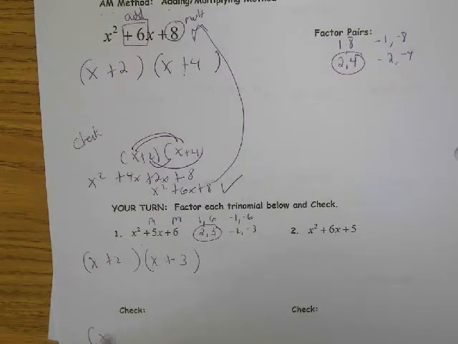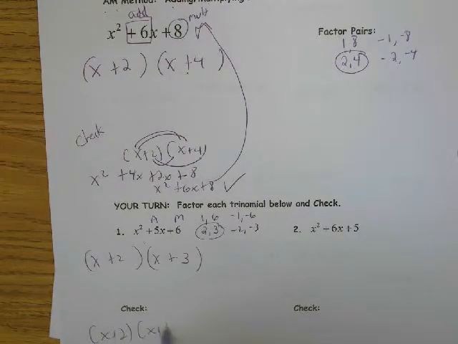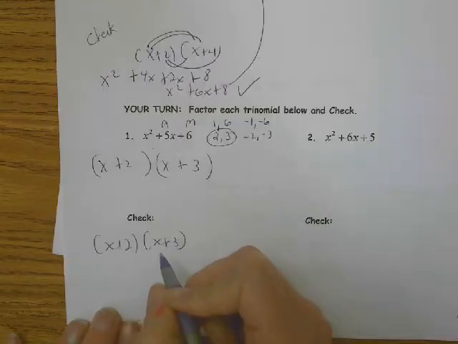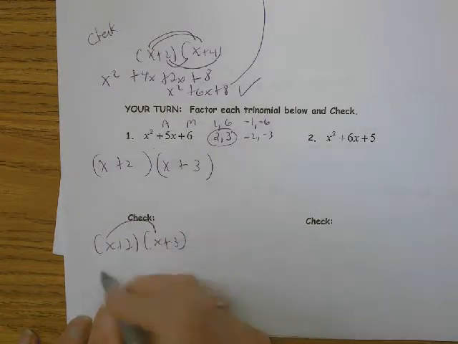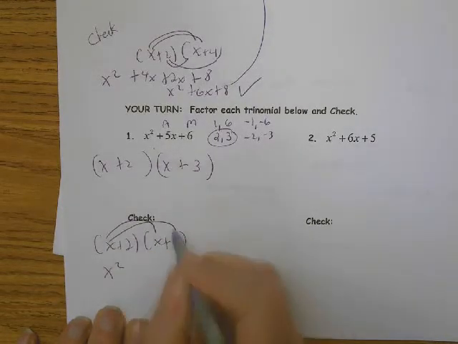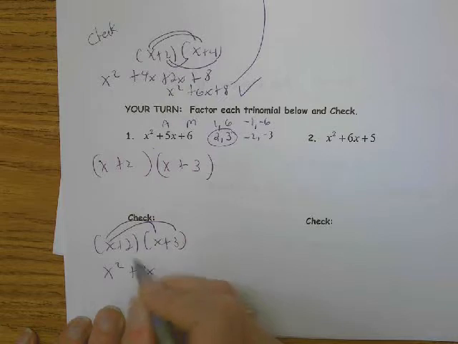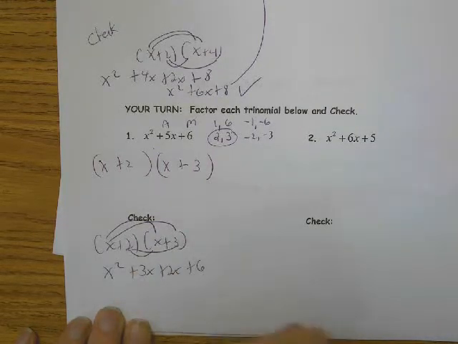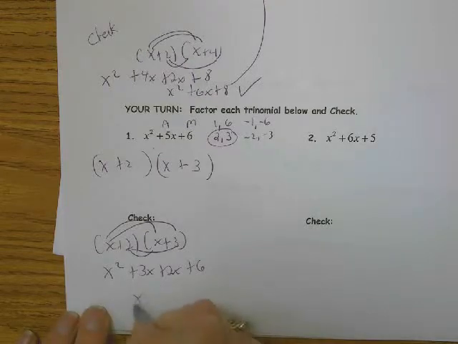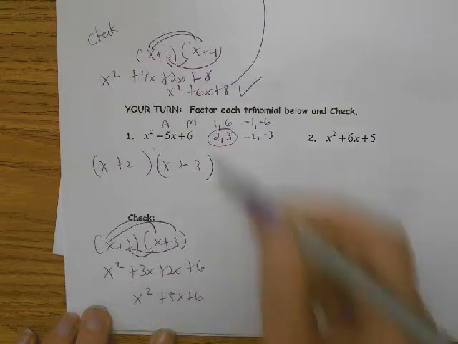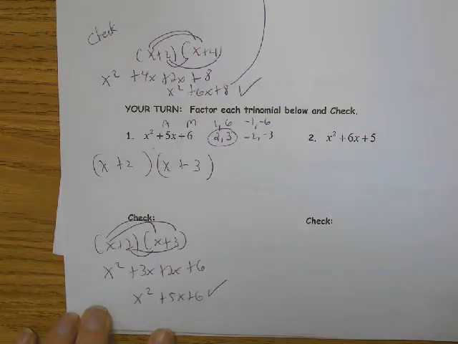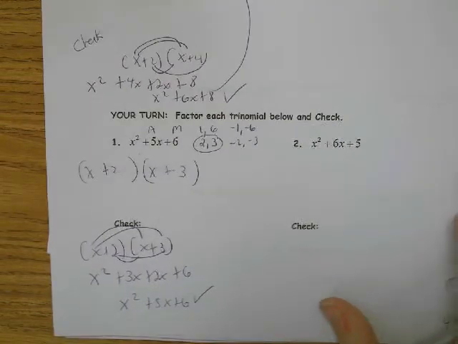To check it, I FOIL. First, outers, inners, lasts. Combine like terms. Compare. Yep, it worked. Remember, if I'm going too fast, you can pause this or rewind it.